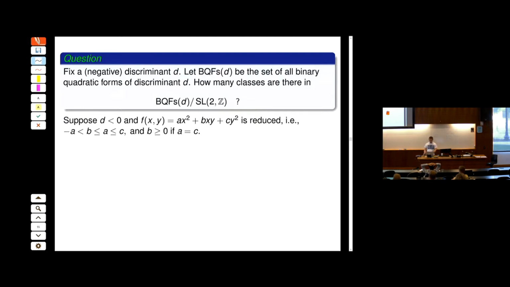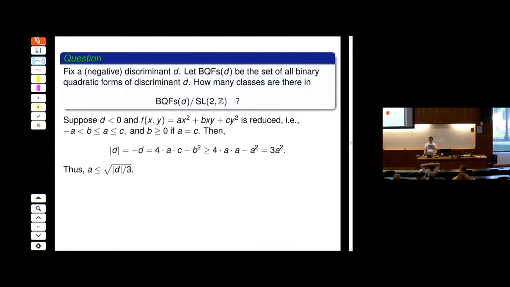So remember that we can always find one of those reduced forms, and therefore, since D is negative, the absolute value of D is minus D. That's 4AC minus B squared, which is going to be bigger than 4AA minus A squared, so that's 3A squared.